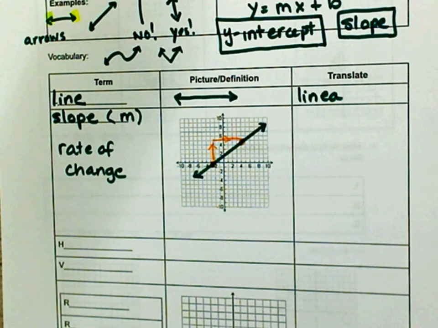You guys bought a candy bar. This is how you would use it. Your candy bar is $2, okay? If you don't buy any candy bar, how much is it going to cost you?